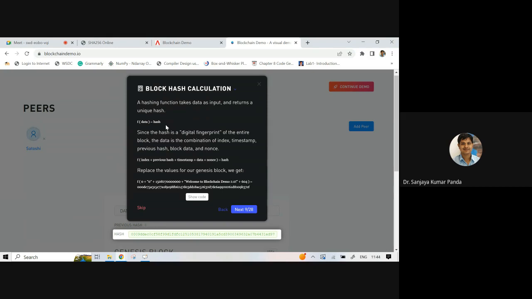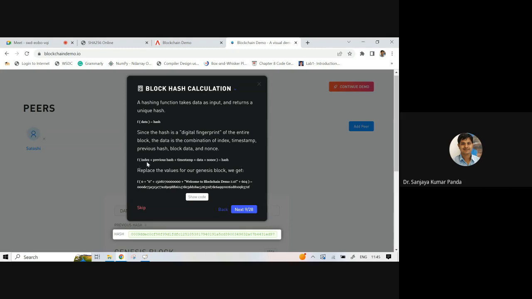Since this hash is a digital fingerprint of the entire block, the data is a combination of your index, timestamp, previous hash, block data, and nonce. So you can say f of index plus previous hash plus timestamp plus data plus nonce is equal to hash. There is a simple representation, that is f of data is equal to hash, but f of data means everything, right? It contains the previous hash, it contains the nonce and everything. That will give you the hash.